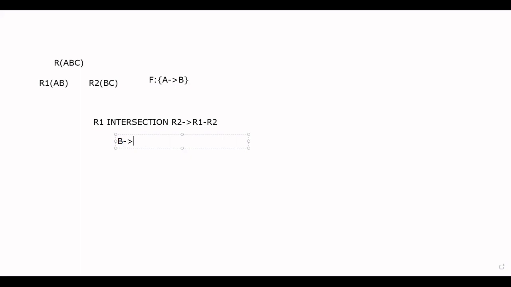B will be deleted. Have patience. See, R1 minus R2 means the common you will remove. So what is left in R1? A.